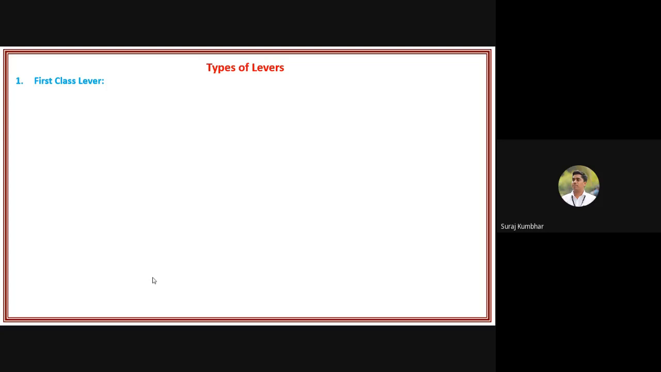Now what is a first class lever? Here is the definition. When the fulcrum is in between the load and the effort, such kinds of levers are called first class levers. It means your fulcrum will be at the middle of the lever, with your load at the left hand side and your effort at the right hand side. Such types of levers are called first class levers.